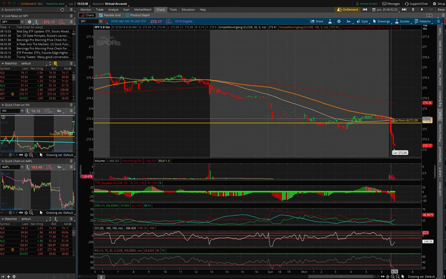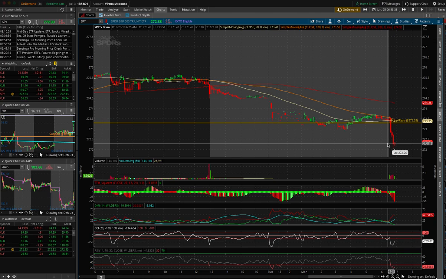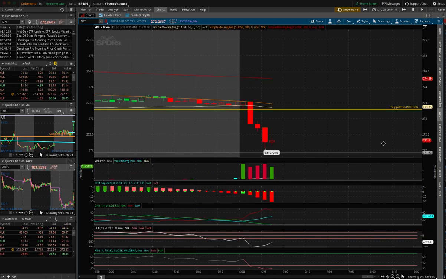Now this move right here, 373.56 all the way down to 272.06. It's a $1.50 move. It's a big move within 30 minutes with a gap down. Gives you an idea of how weak the market is.